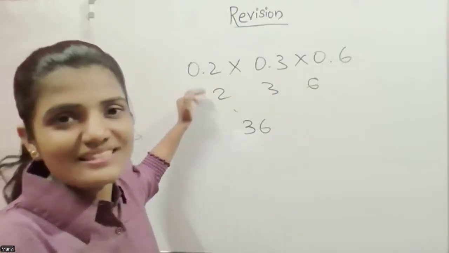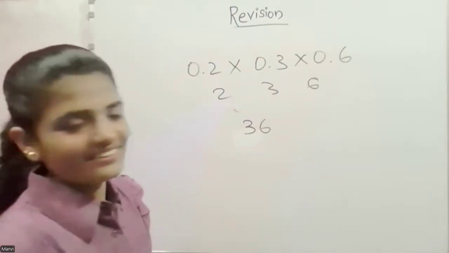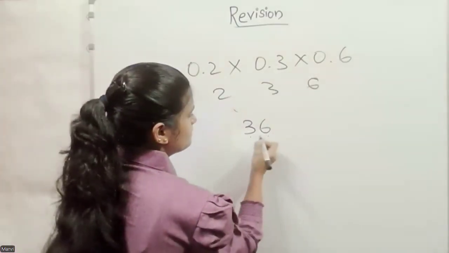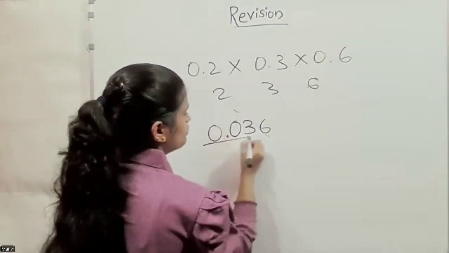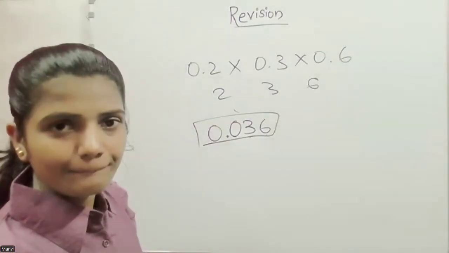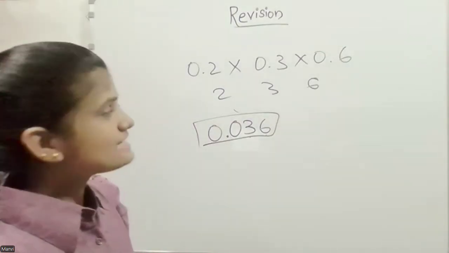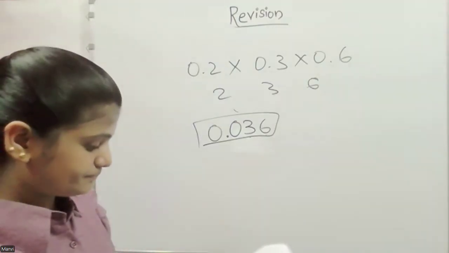The total number of decimal places is 3 only. 1, 2, and 3. Right? Here we have 2 decimal places, so put a 0 and then the decimal point. The answer will be 0.036. Okay? We must have 3 decimal places in our answer.